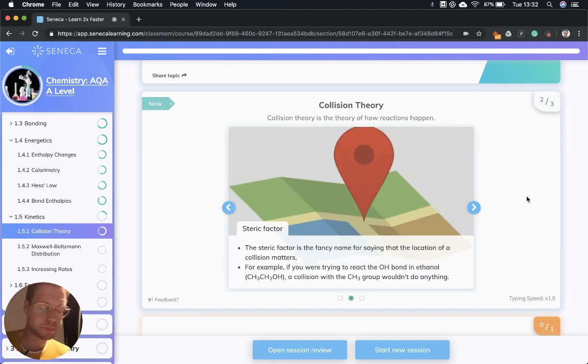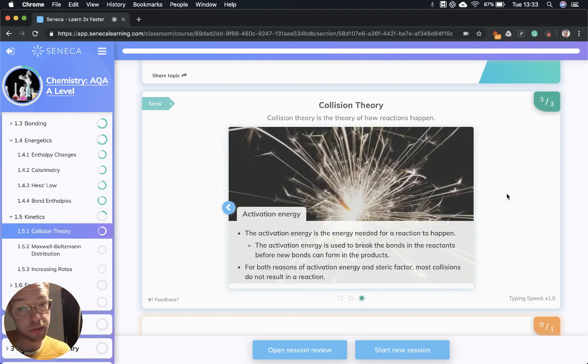Steric factor. Now, the steric factor, that's just a fancy name for saying that the location of a collision matters. For example, if you were to react the OH bond in ethanol, a collision with the CH3 group wouldn't do anything. So that's what the steric factor is about.